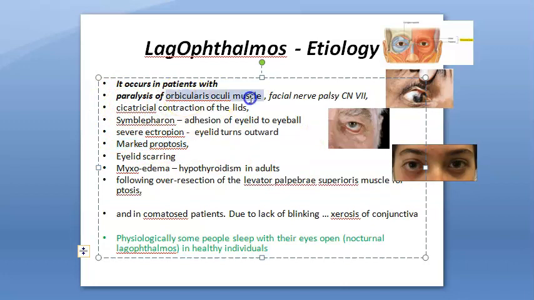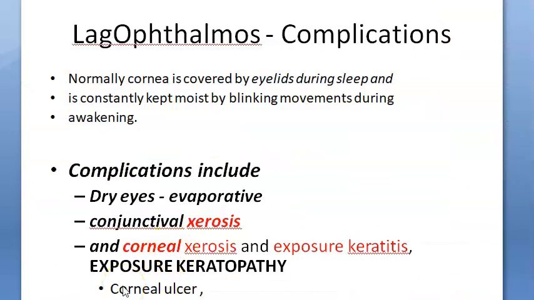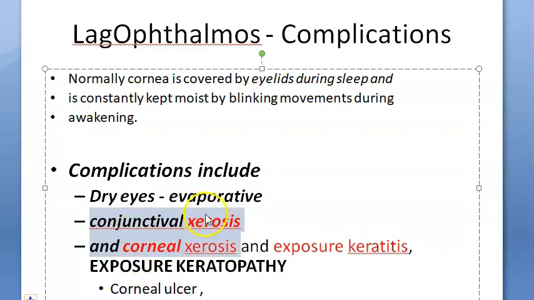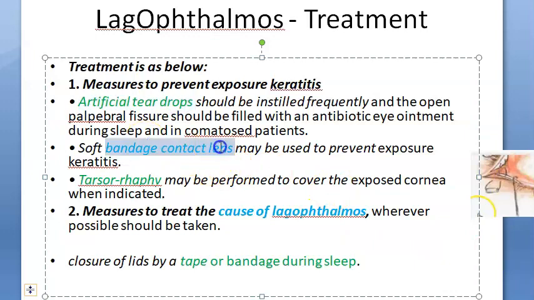You should remember paralysis of the orbicularis oculi muscle, because this is the one that tries to close the eyelid. Remember facial nerve palsy, cranial nerve 7. All this can happen with cicatricial contraction of the lids, eyelid scarring, myxedema, hypothyroidism. So many reasons are there, and comatose patients too. These people cannot close the eyelid, so it is exposed. They'll have exposure keratitis, corneal xerosis, conjunctival xerosis, everything becomes dry eye. So what will you do? You will give them artificial eye drops, bandage contact lenses, tarsorrhaphy. Then treat the cause.